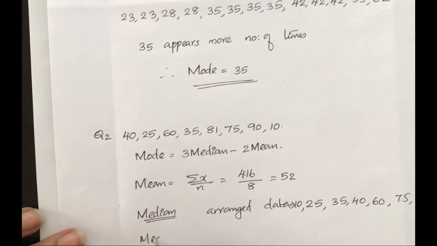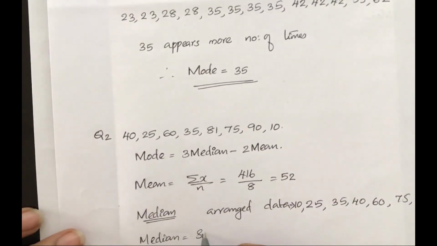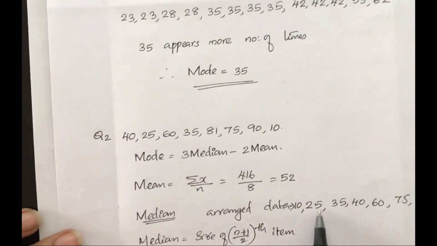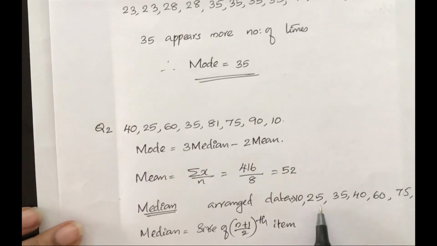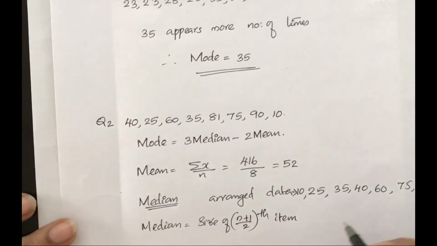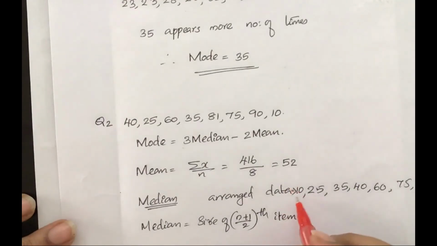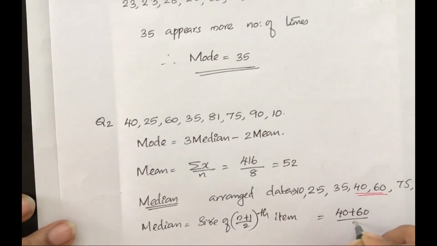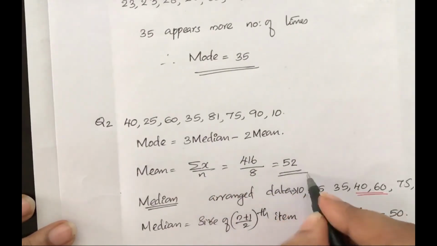Median is equal to size of small letter n plus 1 by 2th item. Small letter n is equal to 8. 8 plus 1 is 9, 9 by 2 is 4.5, that is the average of the 4th and 5th items. Average of these two values, that is 40 plus 60 divided by 2, which is equal to 50. So I got mean as 52 and median as 50.